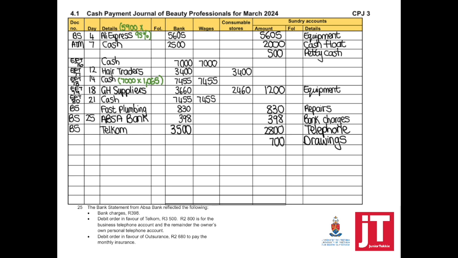Then we also had a debit order in favor of OUTsurance, 2,680 to pay the monthly insurance. We don't need to write the date again. Our source document is bank statement. Just be very careful that you don't write it in the same line as the 700, otherwise you're going to get it wrong. Who did we pay? OUTsurance. How much? 2,680. For what reason? This was for the monthly insurance, so insurance is our expense.